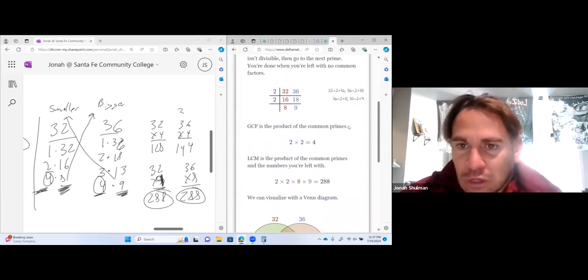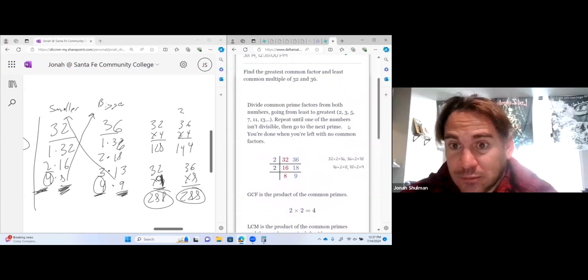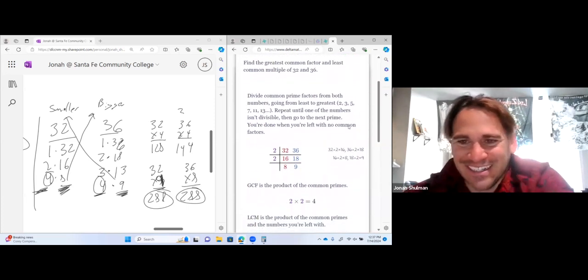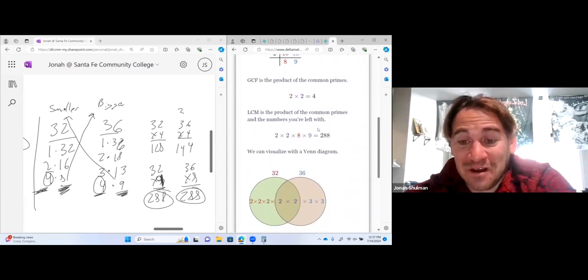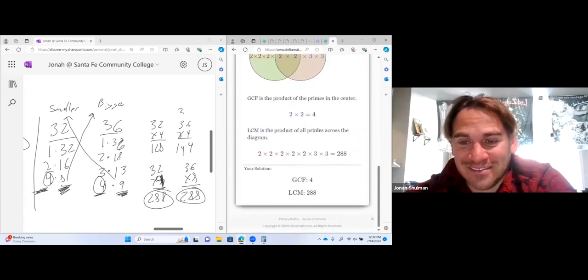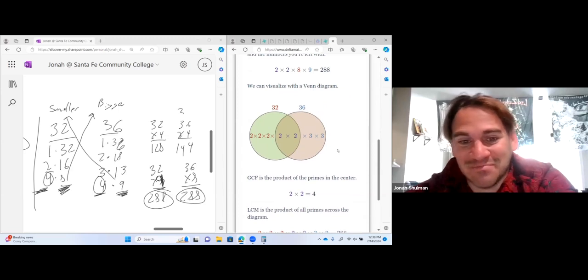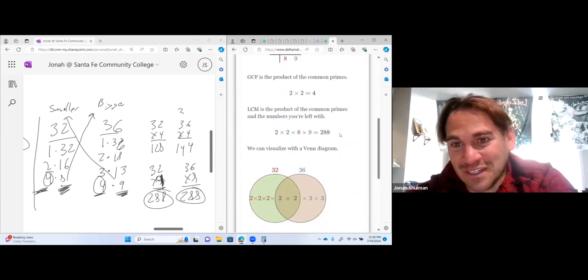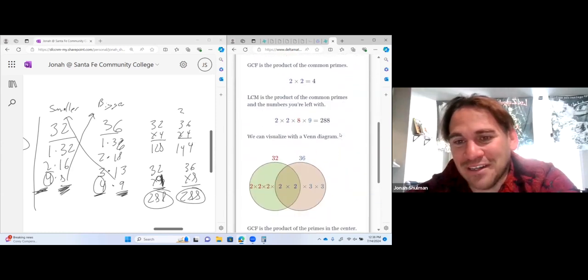Really cool. My way is way simpler than this craziness, but who cares, right? Divide the prime numbers of both. Wild. All right, so you could do this method. I like mine better: the smaller one, the bigger the other. But if you like these Venn diagrams, have at it.